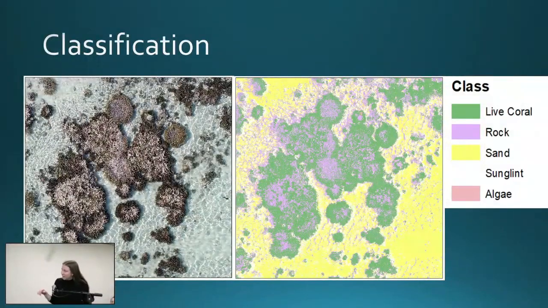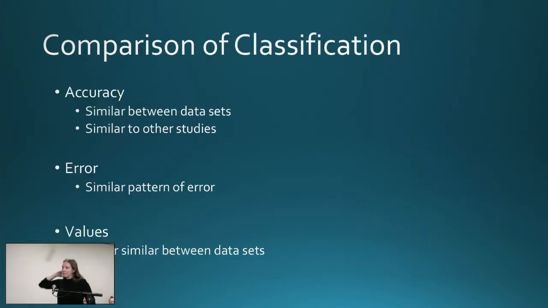So this is what the classification looks like. You can see it picked up the living coral around the edges of the colonies. That was done in Google Earth Engine. And the accuracy of that classification was pretty good, similar to published, and it was similar between the 2 data sets. So like the transect and mosaic images, there was no difference in the classification performance. The error between classes was similar between the 2 data sets as well, so that's good.